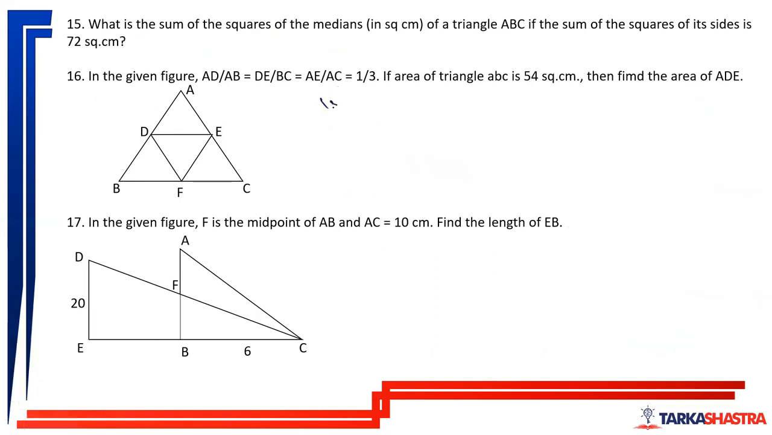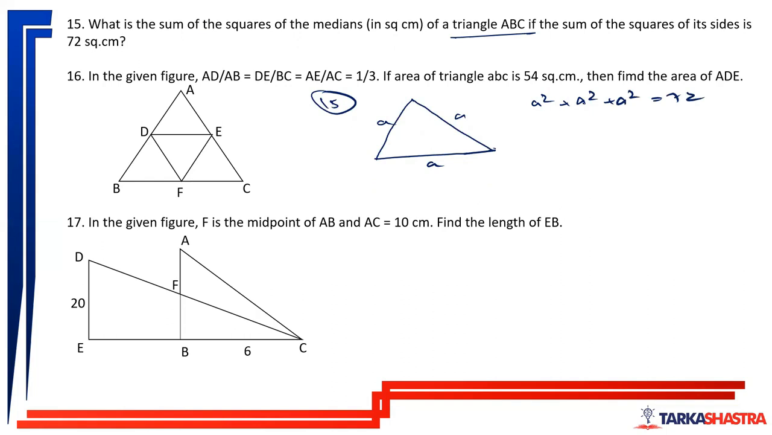Now, 15th question only. What is the sum of the squares of the medians of the triangle ABC if the sum of the squares of the sides is 72? What if it is an equilateral triangle? Okay, so all the sides are equal. So A square plus A square plus A square is equal to 72. Sum of the squares of the sides is 72. If it is true for any triangle, it should be true for an equilateral triangle as well.